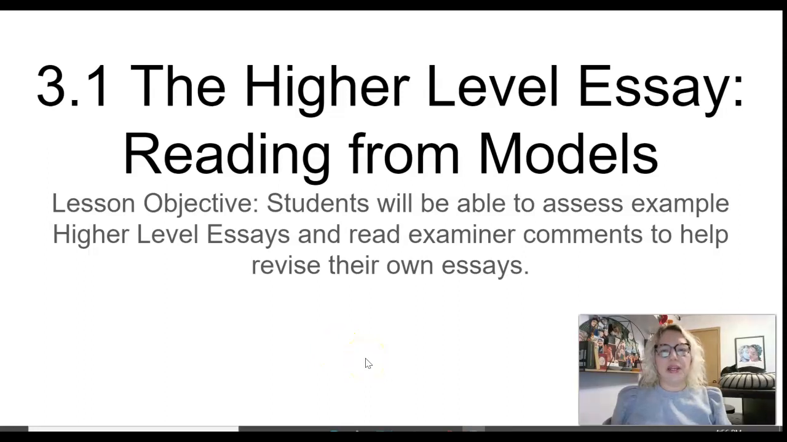It is 3.1, the higher level essay reading from models. Our lesson objective for this lesson is students will be able to assess example higher level essays and read examiner comments to help revise their own essays.